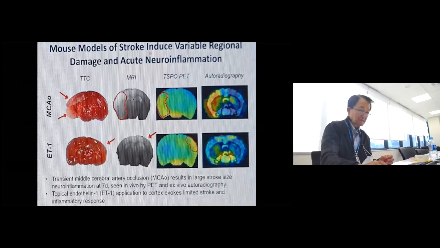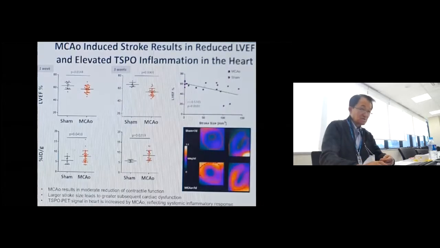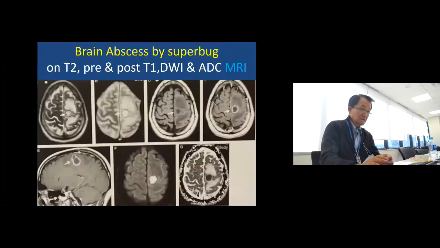So this is an example of neuroinflammation. Stroke induces some kind of damage and then makes a neuroinflammation. This also shows that stroke causes certain reduction like heart failure, as I mentioned earlier, and an inflammatory marker, TSPO, a neuroinflammatory marker that is also elevated in the heart. So all organ systems, brain and heart, are affected.